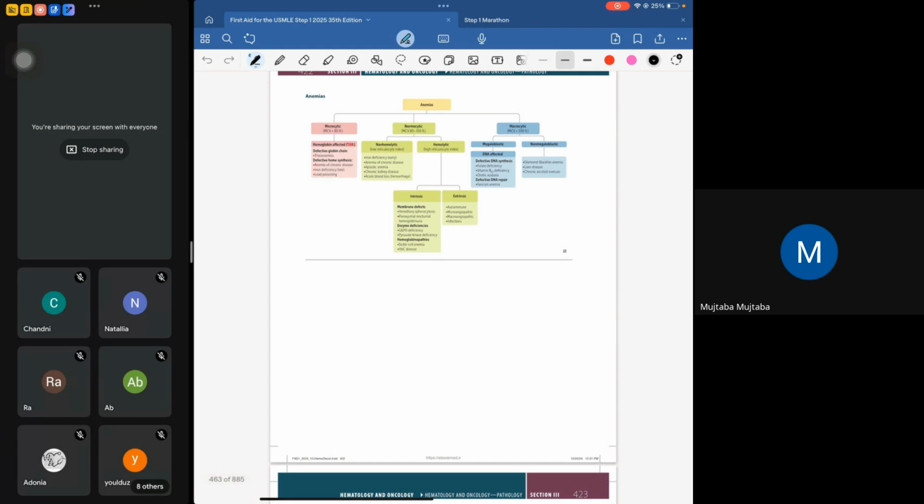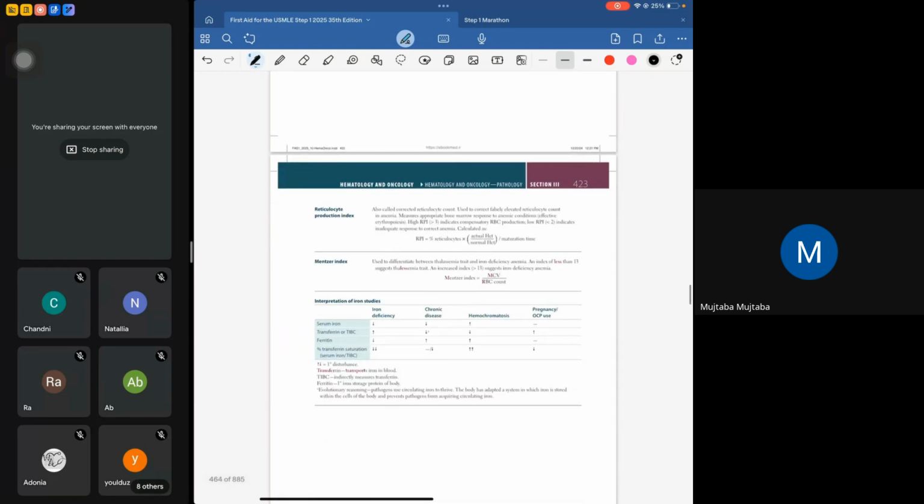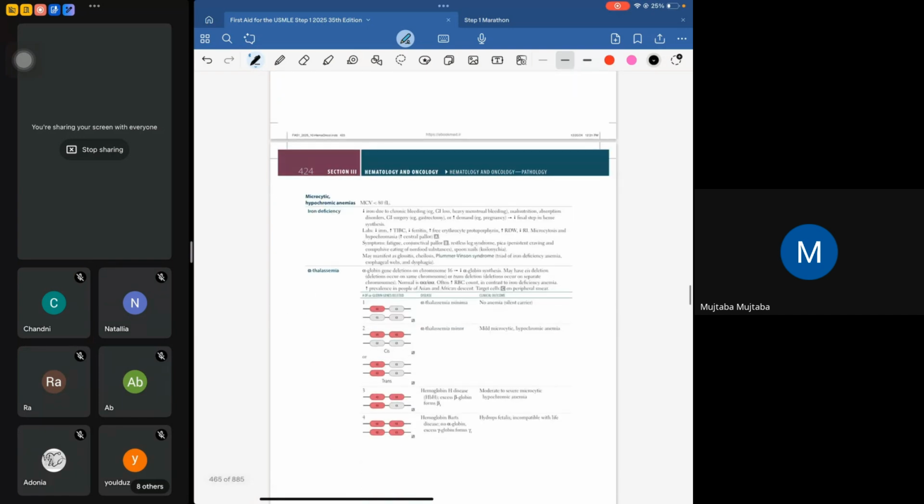Now you don't wanna go into these details right now, because whenever we do any of the anemias, then we'll go over it, and in the end, we are gonna revise this thing, right? So for now, you can skip the reticulocyte production index, the Mentzer index as well, and interpretation of iron studies as well, because we are going to incorporate it into here.